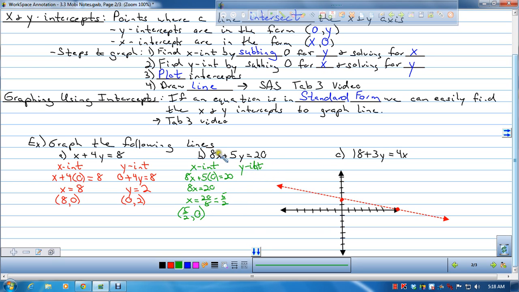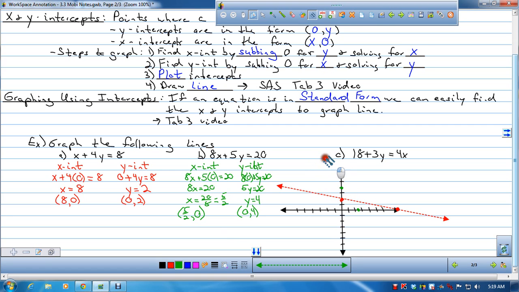For my y-intercept, remember I'll plug in 0 for x, so 8 times 0 plus 5y equals 20. So 5y equals 20, which means that y equals 4, and I've got a point at 0, 4. Okay, so 2.5, 0, 1, 2, about right there, 0, 4, 1, 2, 3, 4, about right there. Connect my points. That's not very good. That's not bad.